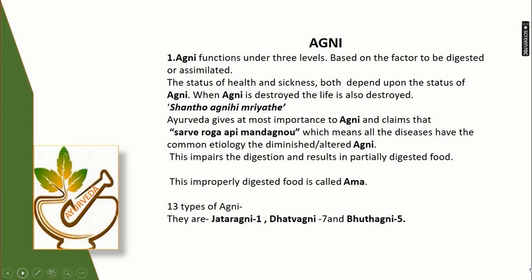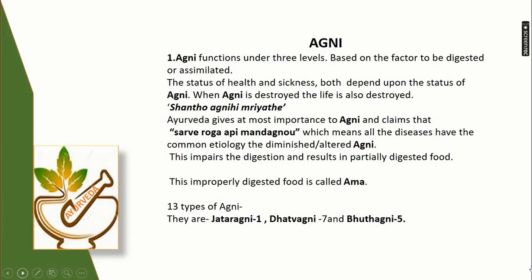We have 13 types of Agni. Jataragni is one, Dhatavagni for the 7 Dhatus, which we spoke about, are 7, and Bhutagnis, the Panchamahabhutagnis, are 5. So totally all these Agnis have to be in a better state.